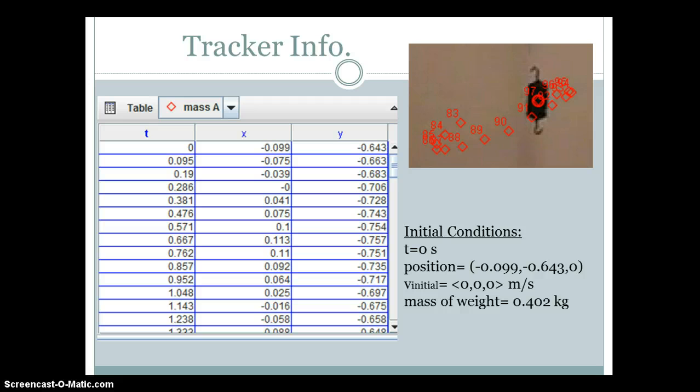Now in order to set up my model, I needed some information from the experiment. As seen from the chart, the initial position is this right here. And since we know the mass was released from rest, we know the initial velocity is 0 meters per second. The mass of the object was 0.402 kilograms.